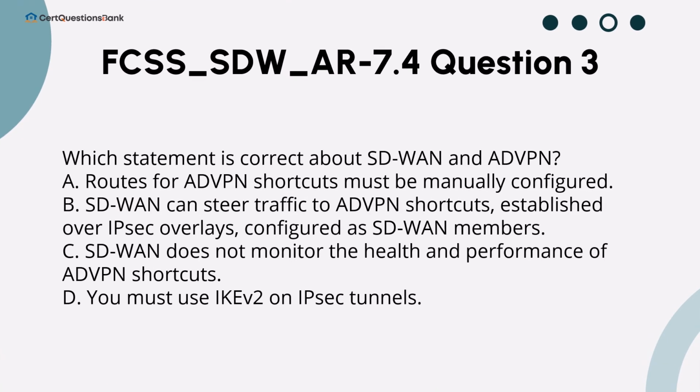Which statement is correct about SD-WAN and ADVPN? A. Routes for ADVPN shortcuts must be manually configured. B. SD-WAN can steer traffic to ADVPN shortcuts, established over IPsec overlays, configured as SD-WAN members. C. SD-WAN does not monitor the health and performance of ADVPN shortcuts. D. You must use IKEv2 on IPsec tunnels.